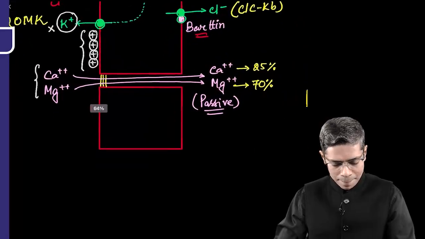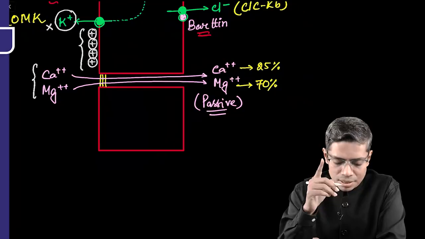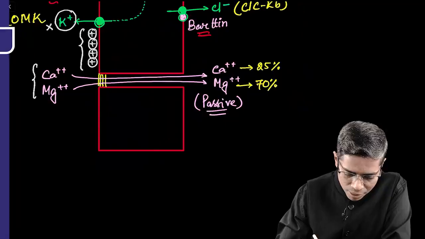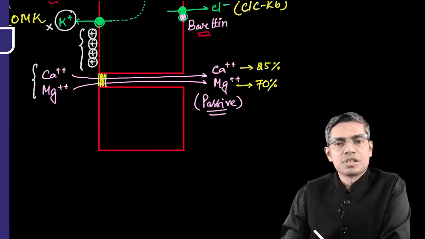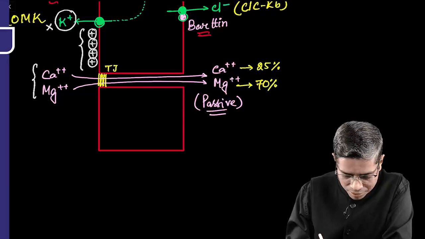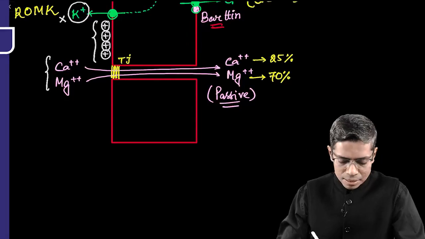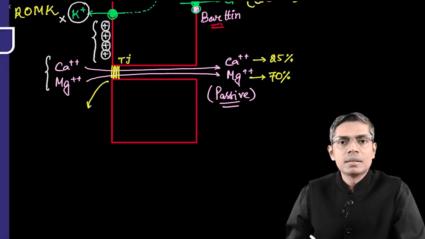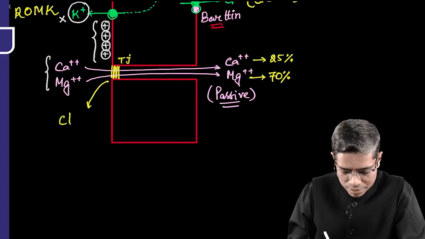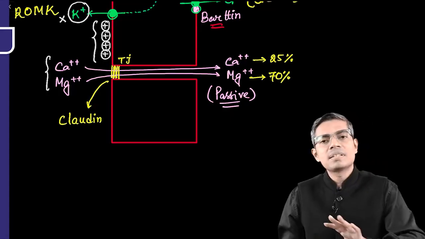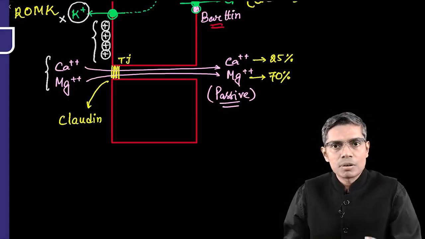Now, I told you that paracellular transport of calcium and magnesium occurs through the tight junction. Do you remember which protein forms the tight junction? Yes, the tight junction is formed by a main protein known as claudin. There are different subvarieties of this claudin protein or claudin gene.